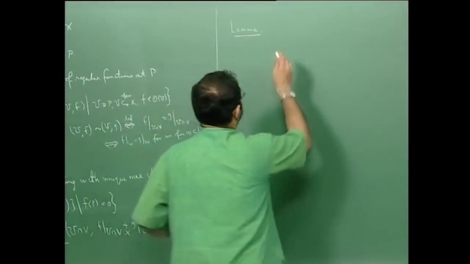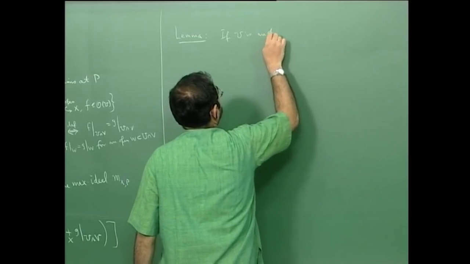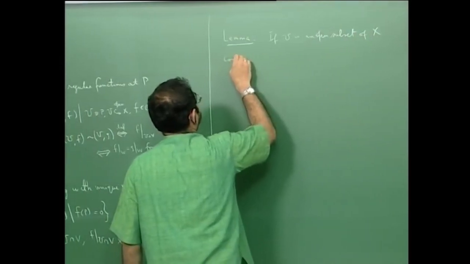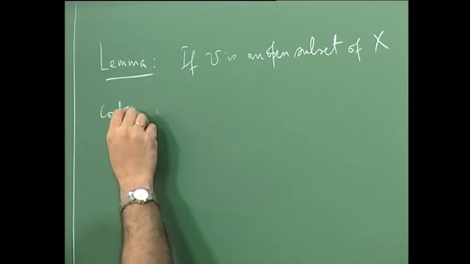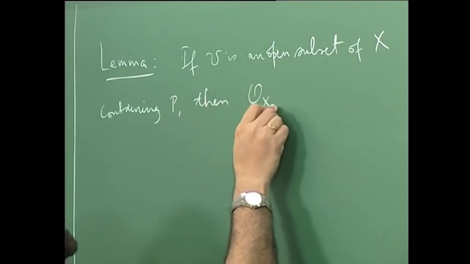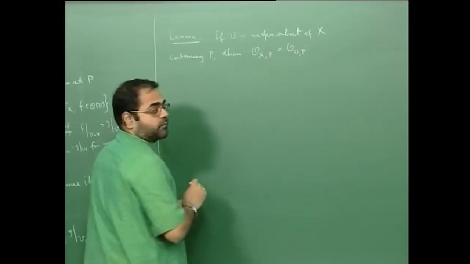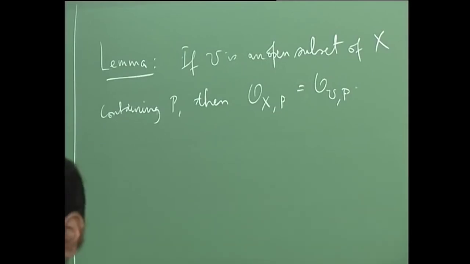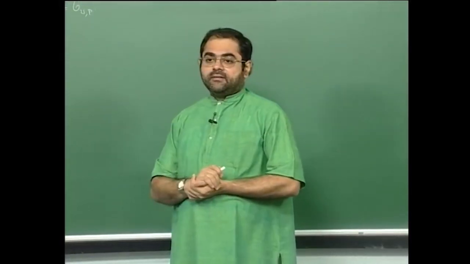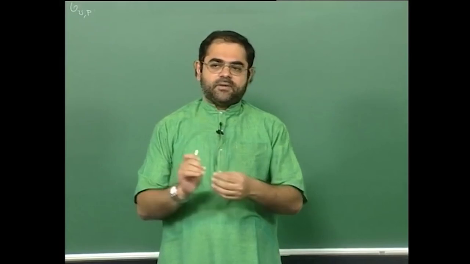Now the dilemma is the following: if U is an open subset of X containing P, then O X P is the same as O U P. So this is important. This is the localness, namely the local ring at a point of a variety depends only on the neighborhood of the point. It doesn't depend on the ambient variety.